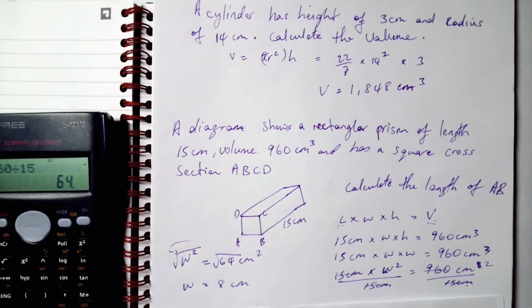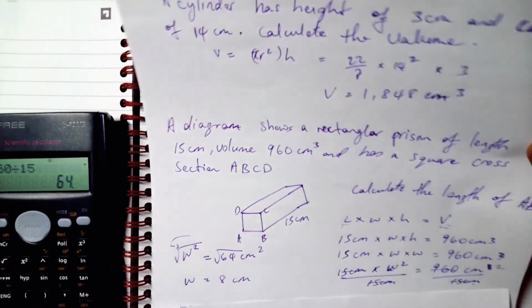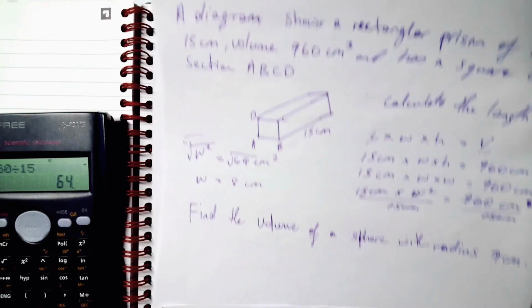Alright, so the length of AB is 8 centimeters. The length of AD is 8 centimeters. The length of CD is 8 centimeters. And the length of BC is 8 centimeters. They're all the same. Great. If you have any questions, please let me know.